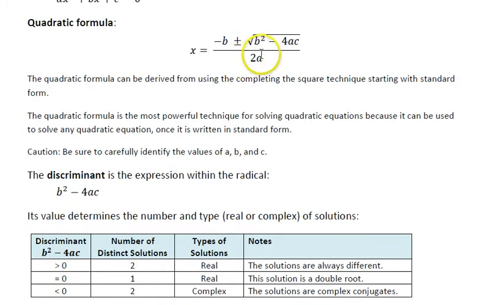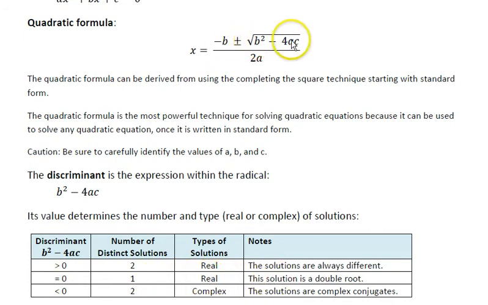This is not hard to understand. If this expression here is 0, then its square root is 0. Plus 0 and minus 0 are both 0, so you end up with just a single solution. We note here, when it is equal to 0, you have one real number solution.